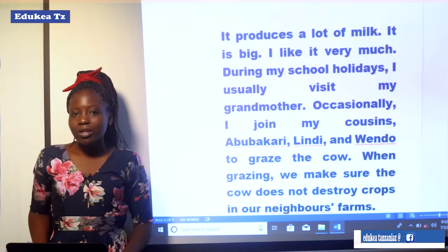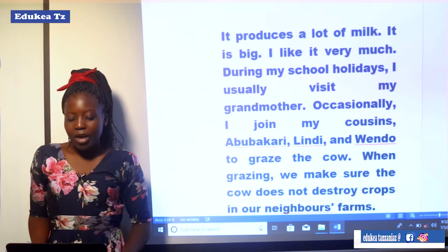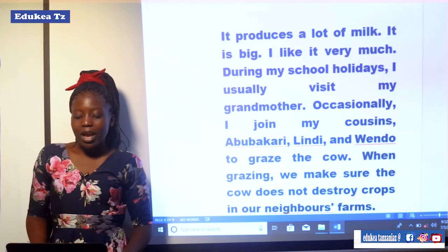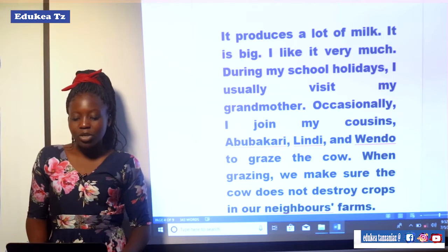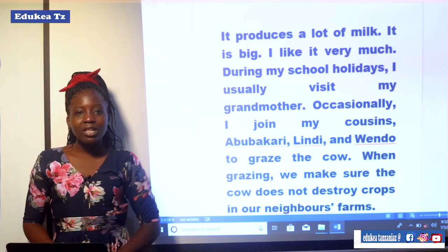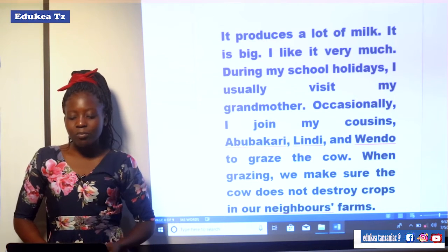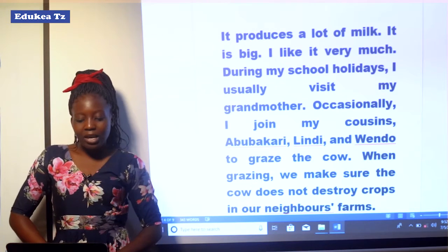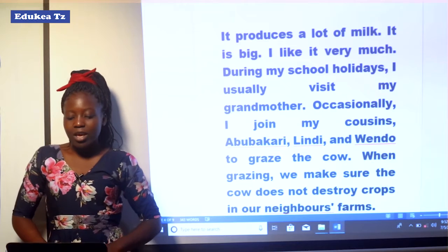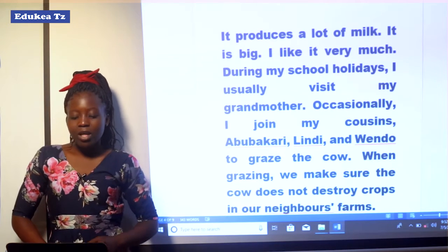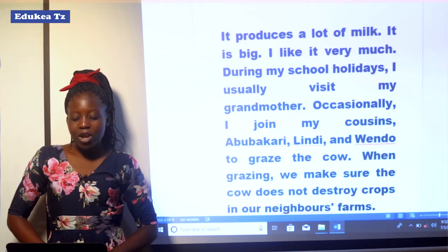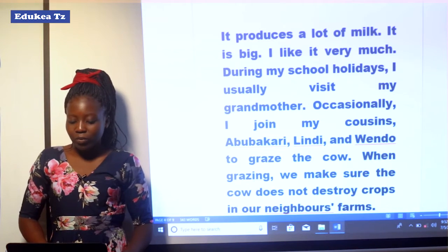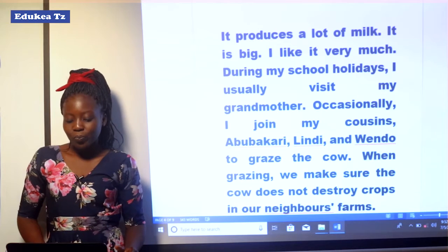The boy is continuing by describing his grandmother's cow, and he started by introducing the color which the cow has. And he also continued by describing the cow by saying that the cow produces a lot of milk and it's also big. He likes it very much. During the holidays, he said that he usually visits his grandmother and he joins his cousins Abubakar, Lindy, and Wendo to graze that cow.